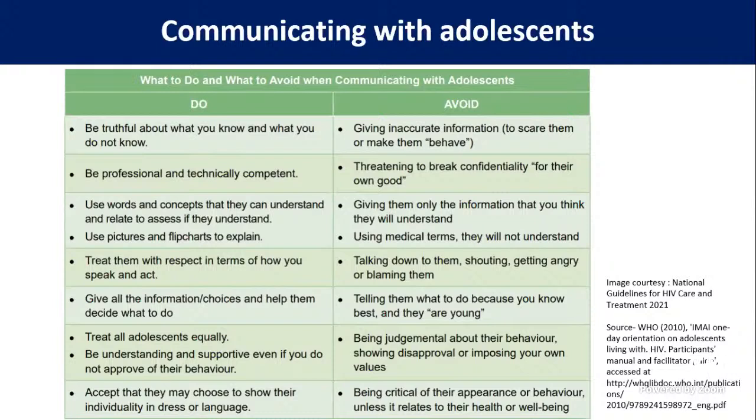Don't break the confidentiality. First, you explain to the adolescent that I'll talk to you. Then I'll call your parents and I'll talk to your parents in front of you. Do you agree with this? So take the consent from the adolescent. He will say, oh yeah, okay, you can talk to my parents in my presence. That way you can break the confidentiality. Otherwise, don't break the confidentiality.